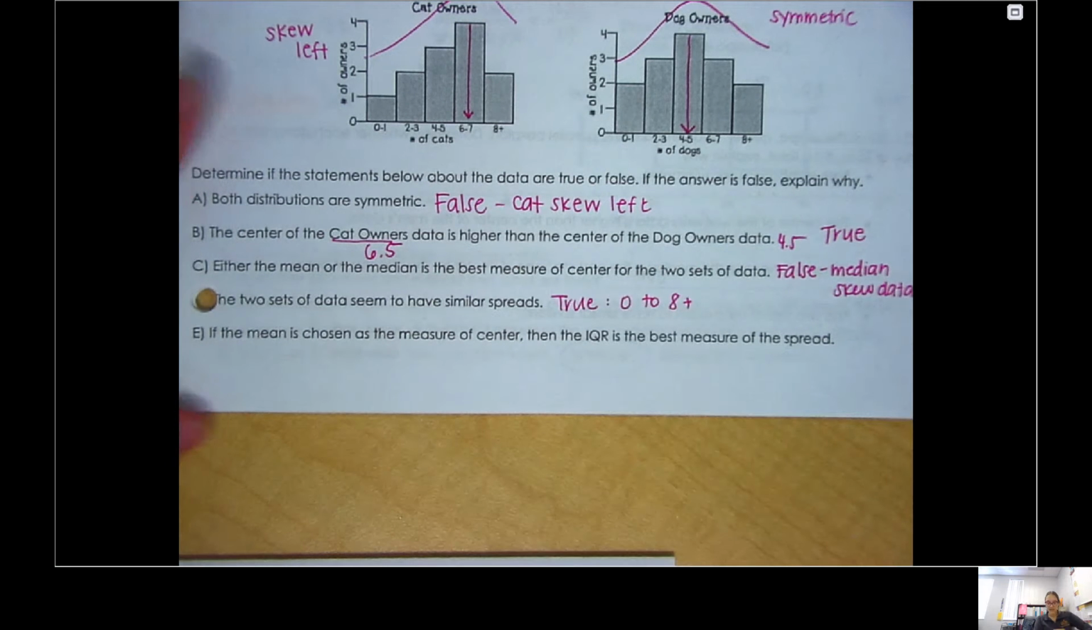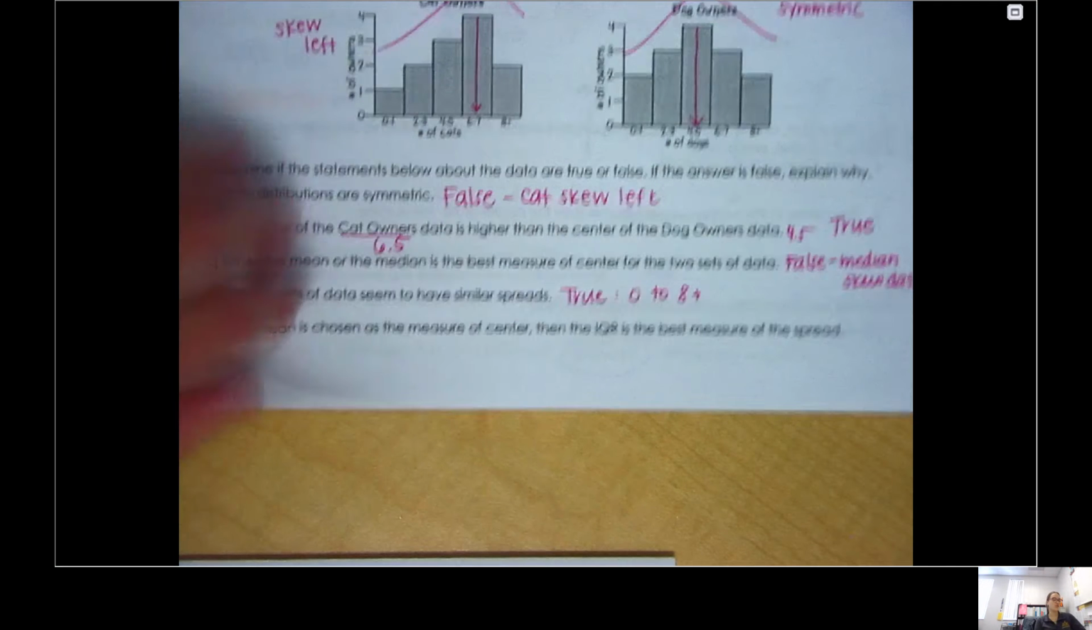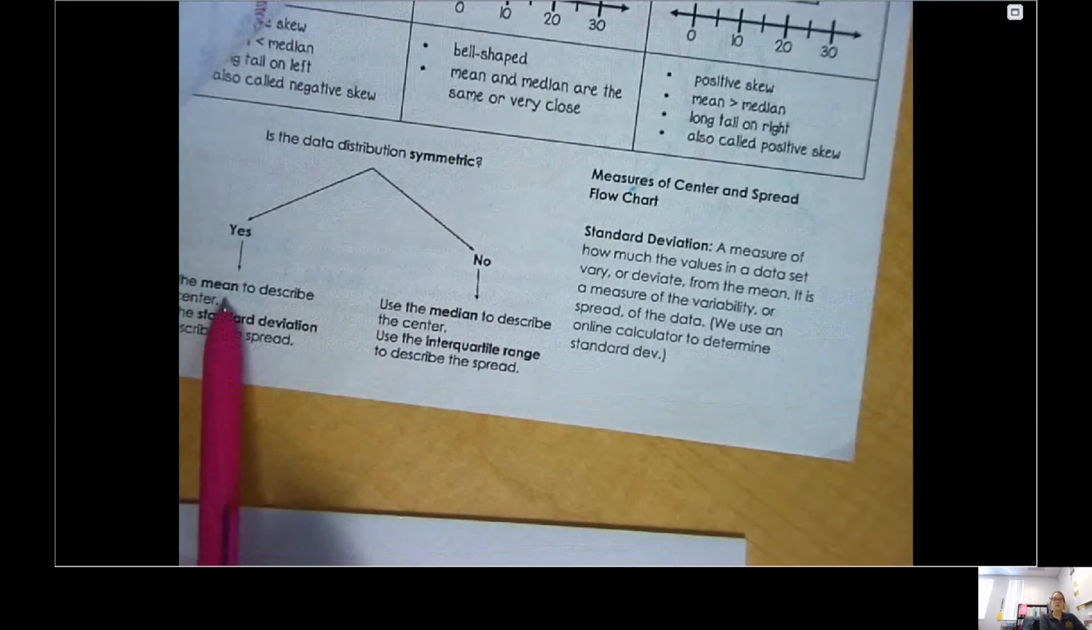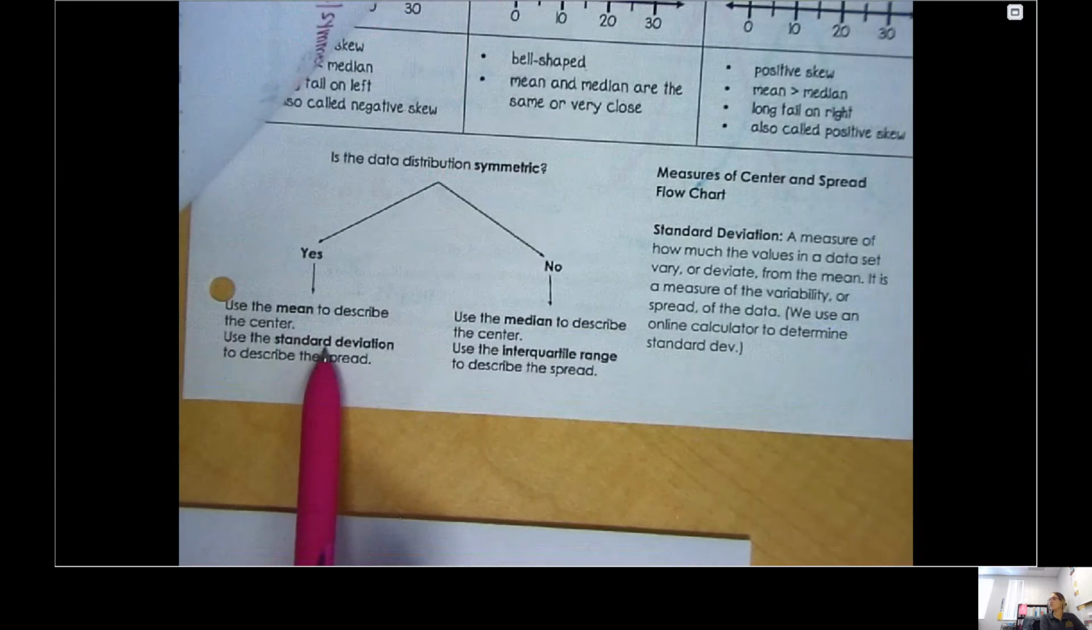Okay, last one. Letter E. If the mean is chosen as the measure of center, then the IQR is the best measure of spread. Thumbs up or thumbs down? Yes or no? No. Why? Which one should I use instead? The standard deviation. Yes, if you look back at your little chart here, if you decide to use the mean, you have to use the standard deviation. So this is false.